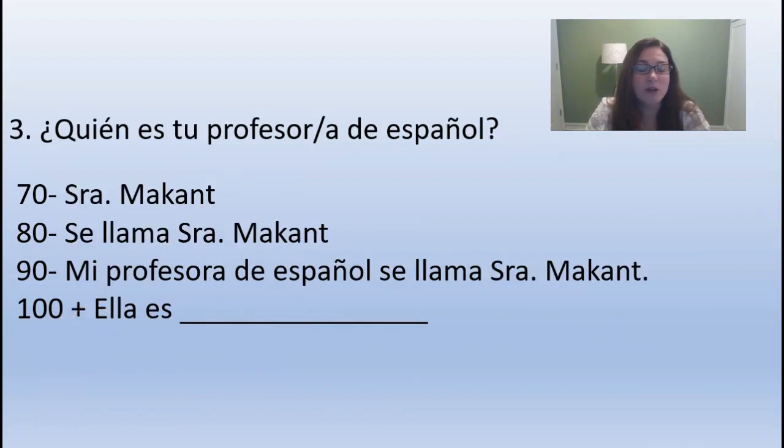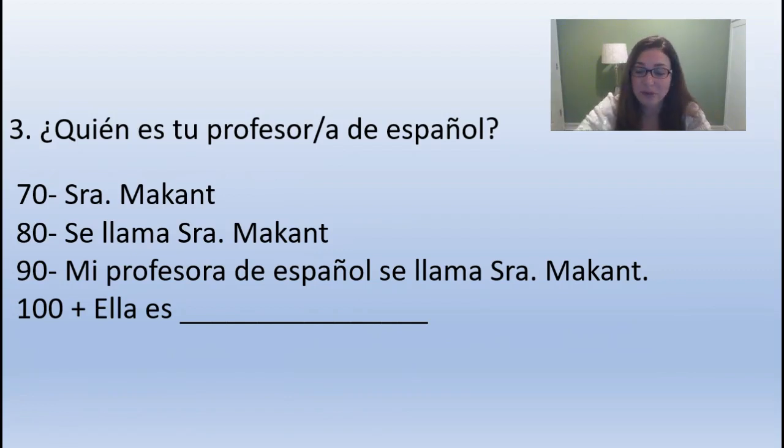¿Quién es tu profesor o profesora de español? Señora Mequant. Se llama Señora Mequant. Mi profesora de español se llama Señora Mequant. Ella es... You would add this at the end for the 100. Like you would say she's tall, or she's athletic, or she's intelligent, or she's practical, or whatever you want to say. I don't care. You can say stupid and ugly and make it funny.